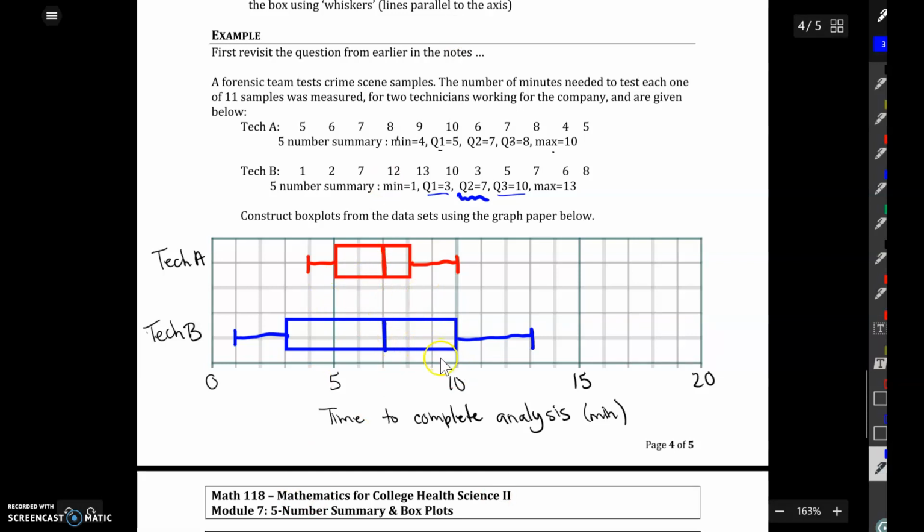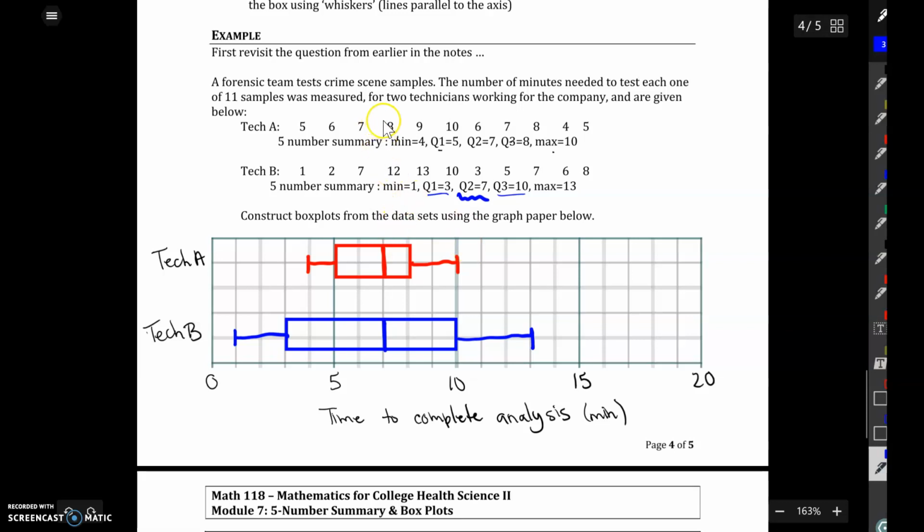Excellent. So we've drawn our first box plots and we're able to visualize that 5-number summary and compare the distributions. We can see that Tech B takes longer on average. We see the relative size difference between their tests, and we can also see a bit of the skewness between our graphs. So both of our graphs are just slightly right skewed.